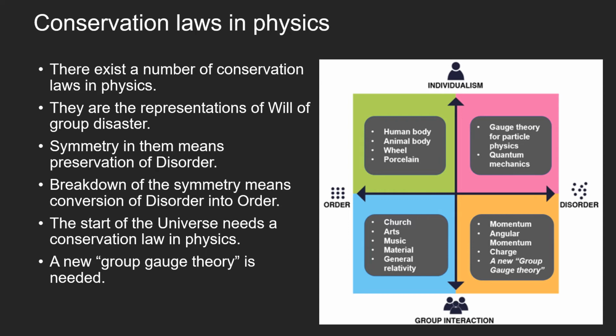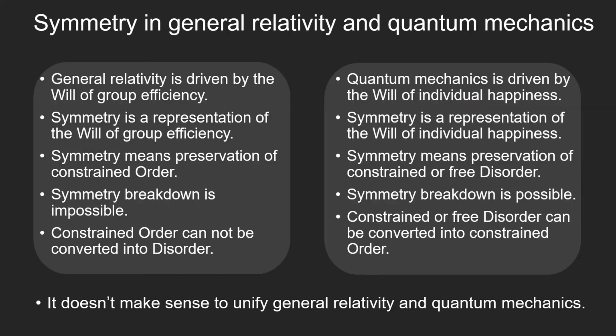The existing gauge theory doesn't describe this process. It describes only individual particles. Therefore, I list a new group theory here. It should be able to describe the beginning of the universe. You could see from the previous slides, symmetry in general relativity is in quadrant 3, and symmetry in quantum mechanics, or current gauge theory for particle physics, is in quadrant 1.